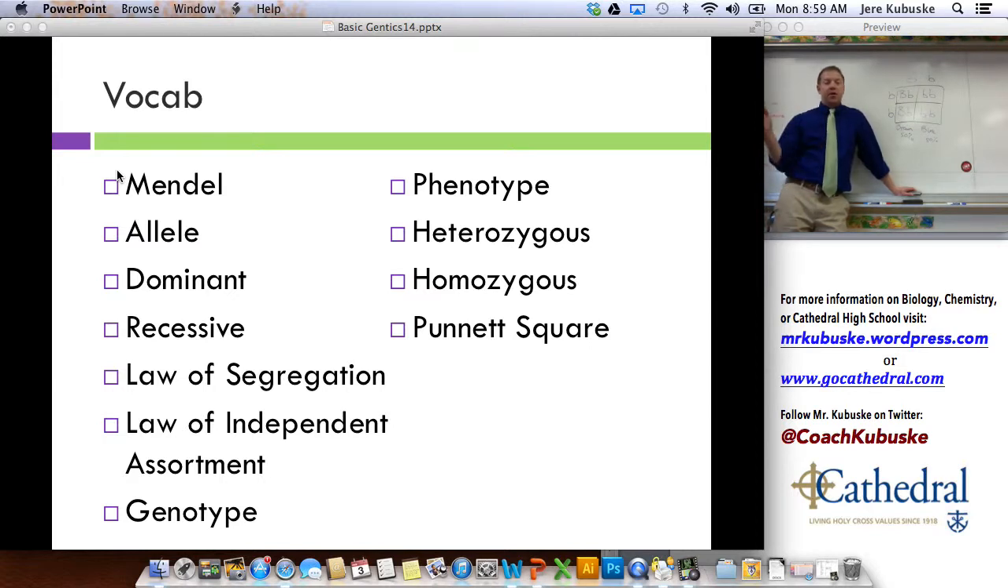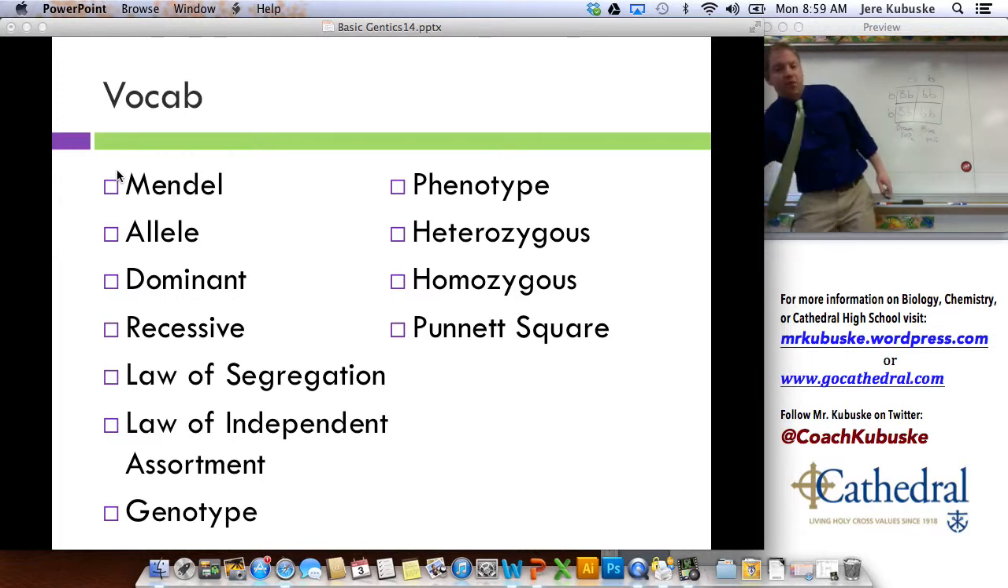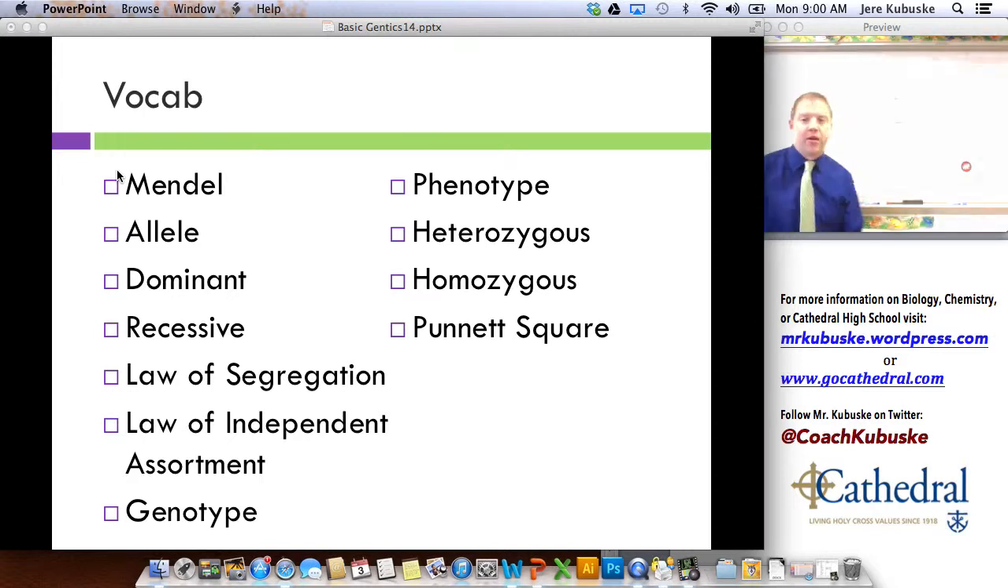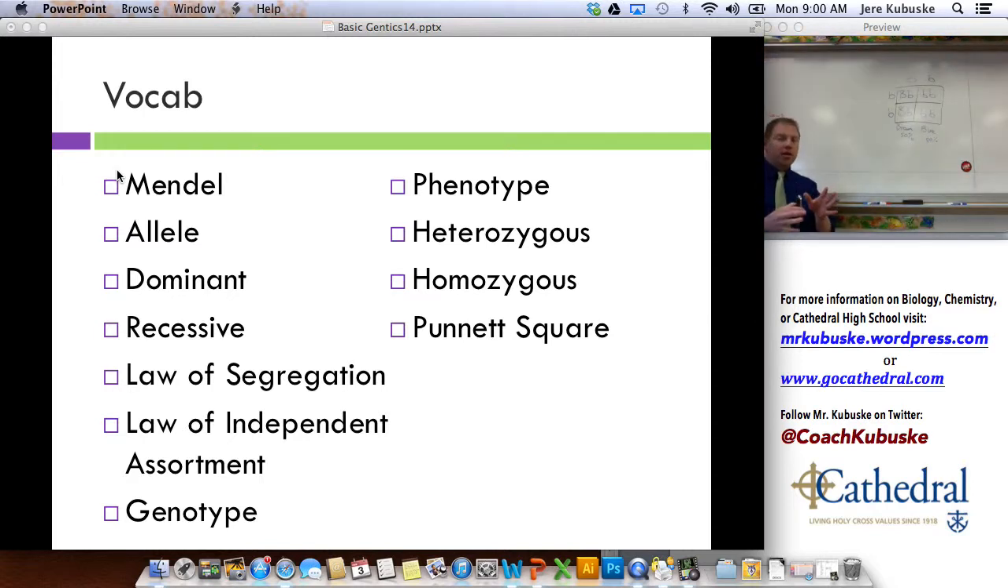Segregation means separation. Independent assortment: big A can go with little b. Genotype is the genes, phenotype, physical features. Heterozygous different, homozygous same, and then a Punnett square is what we use to make predictions about possible inheritance. Remember, it's just a prediction; it is not a guarantee.